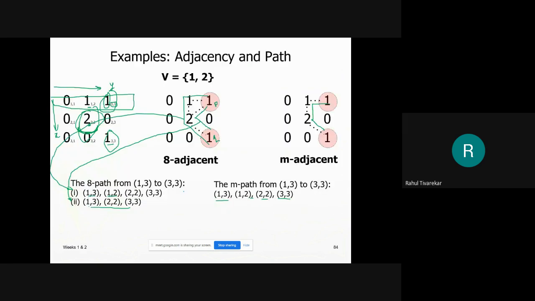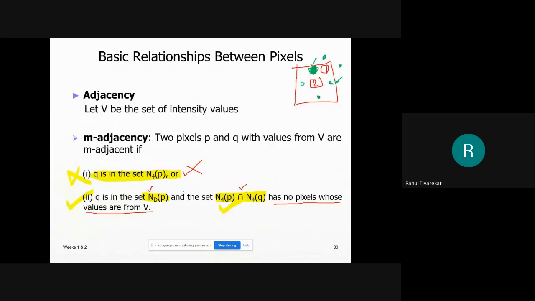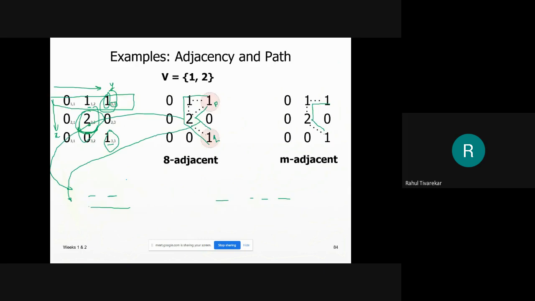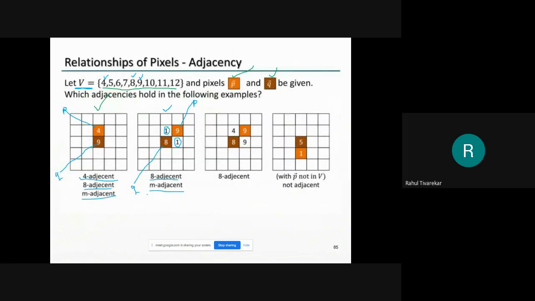So I will go to the condition once again, and this is the last time I am going to the condition. We saw that P and Q are not 4 neighbors in that present discussion, but they were diagonal neighbors, and we saw that N4(P) intersection N4(Q) was the pixel 1, and that pixel 1 was not a part of set V. That means this whole line got satisfied, hence the M-adjacency got satisfied. I hope you understood now.